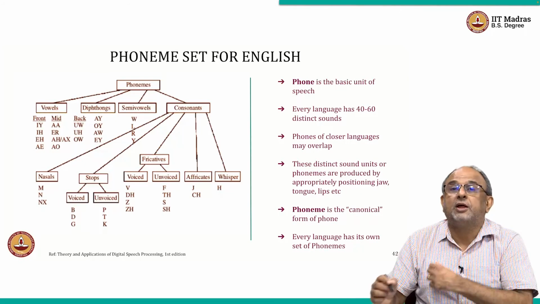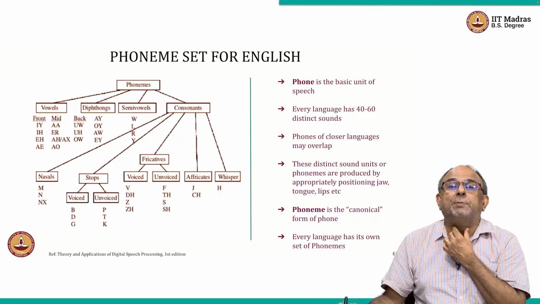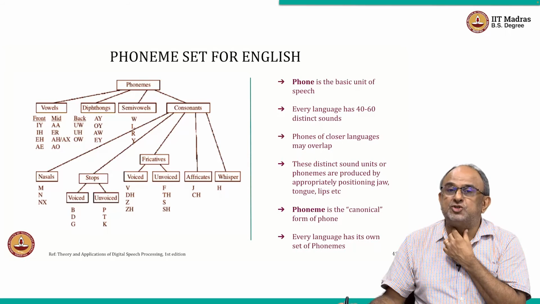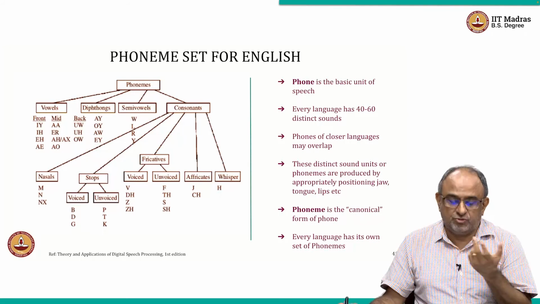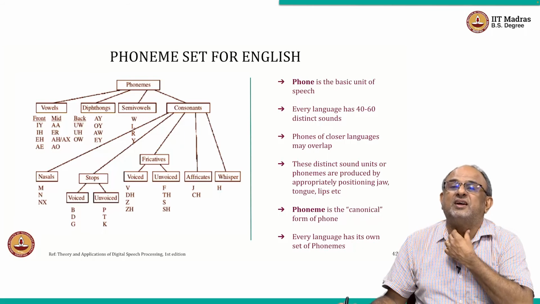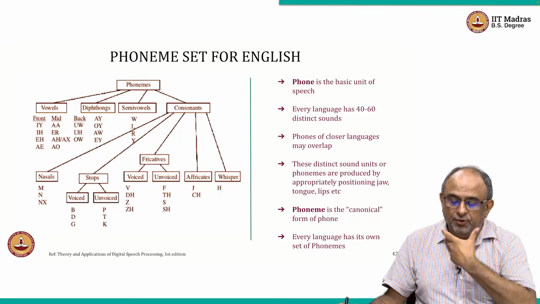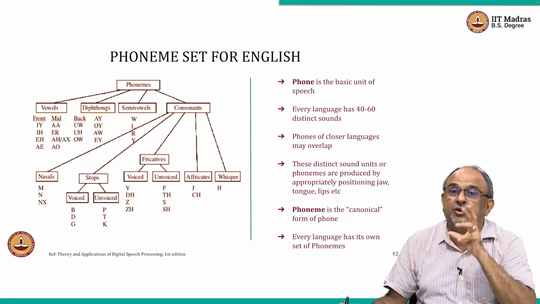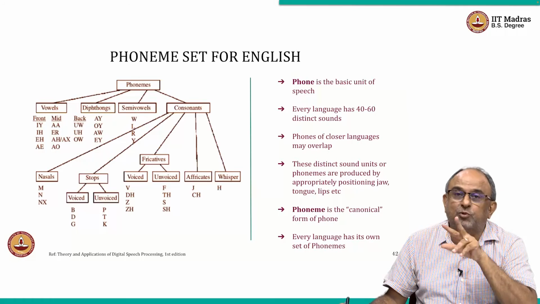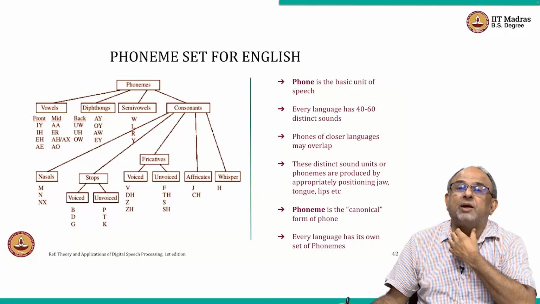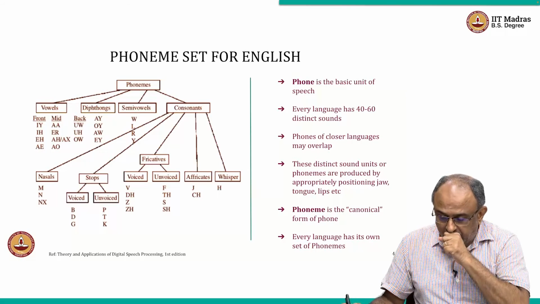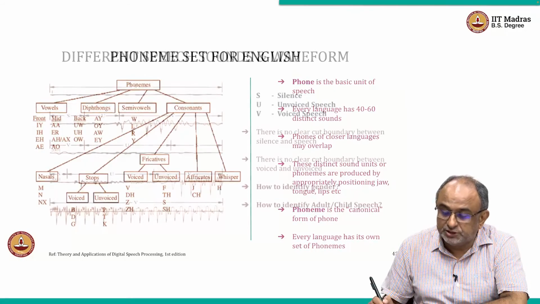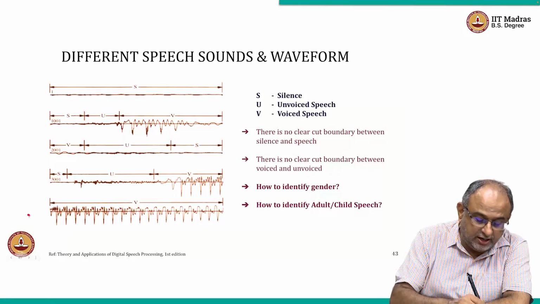If you see, there is no vibration for P, but B has vibration. K has no vibration, G has vibration, right? So this is the way. And D has vibration, but T does not. If you look at these voiced and unvoiced stops, the positions are all the same. Whether there is a vibration or not is what distinguishes them. Okay. So this is basically what the phonemes are.